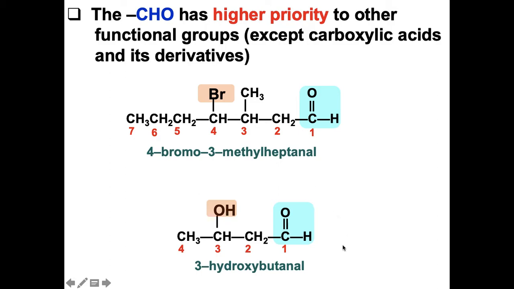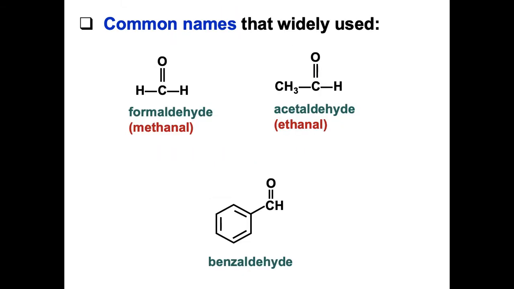And then for this compound, as I've said before, carbonyl has higher priority than hydroxyl, so carbonyl will be the parent, so the parent name is butanal, and hydroxyl will be the substituent at carbon number 3, so 3-hydroxybutanal. The common names widely used: for one carbon with the functional group carbonyl, methanal, the common name is formaldehyde; the 2-carbon aldehyde is acetaldehyde; and a benzene ring with an aldehyde is benzaldehyde.